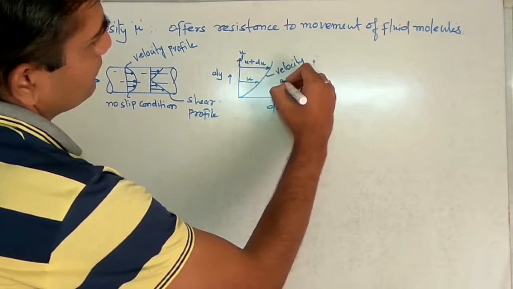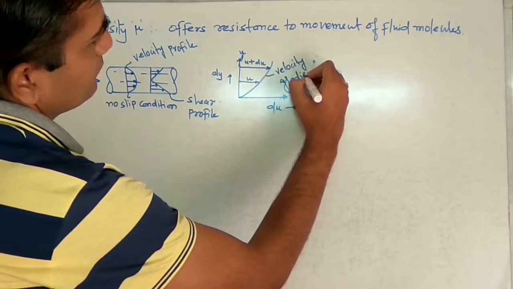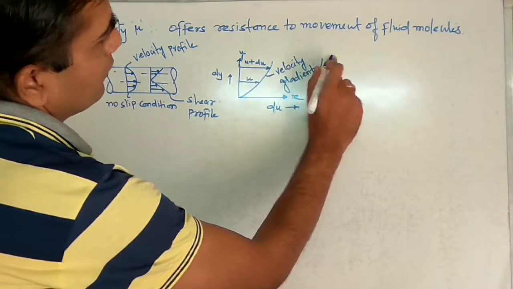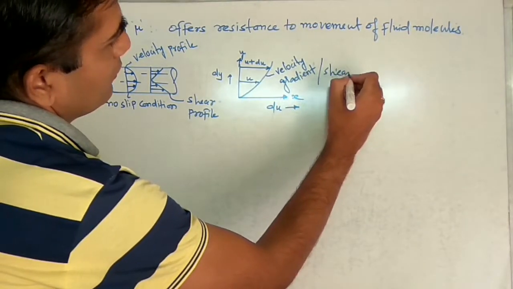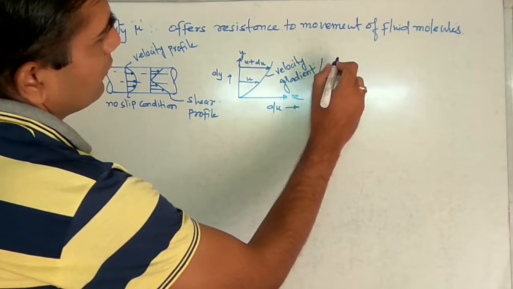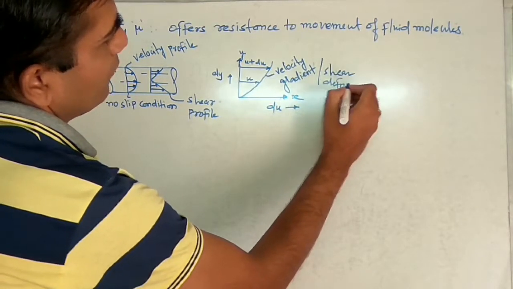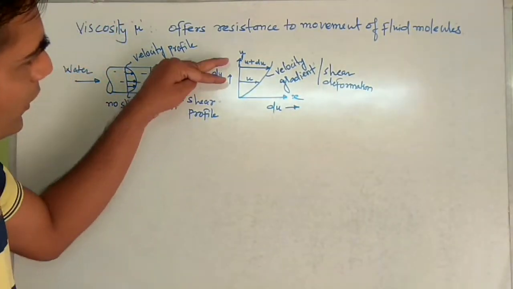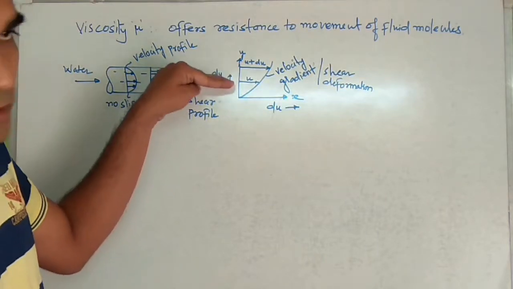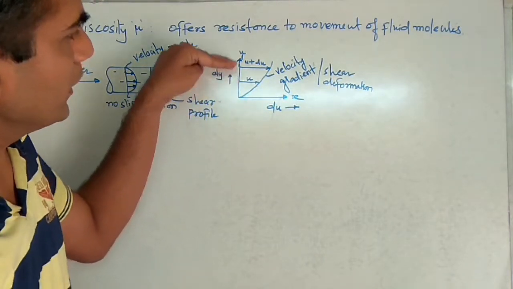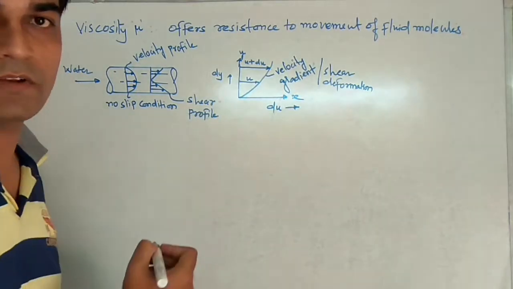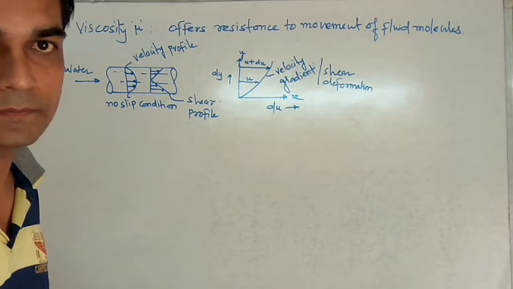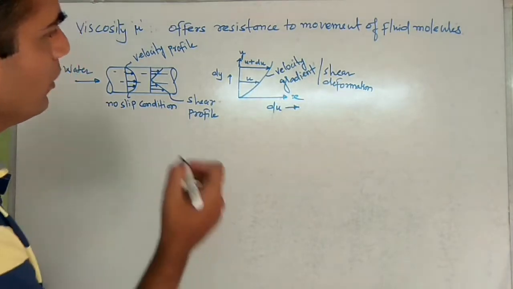So this profile we are seeing as velocity gradient or shear deformation. That means velocity differs after going a certain length. Because of this difference, viscosity occurs. Basically, we will come towards the viscosity.